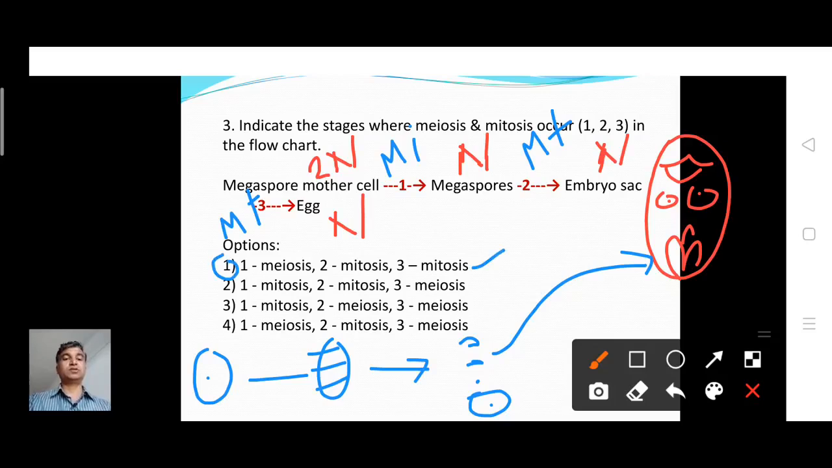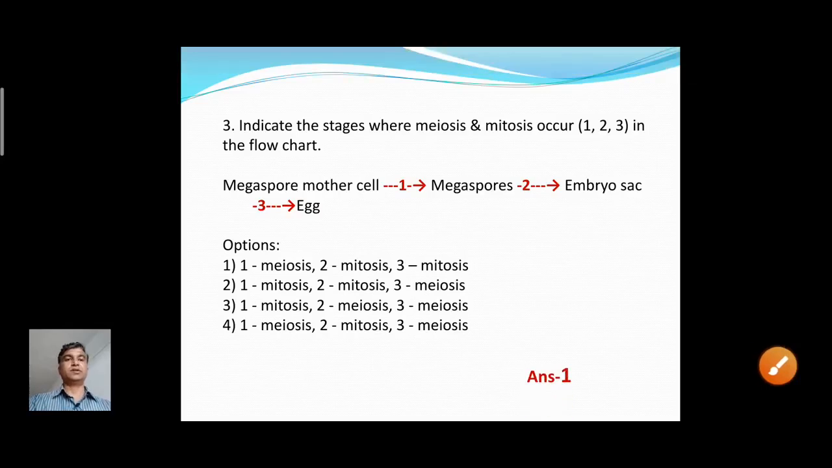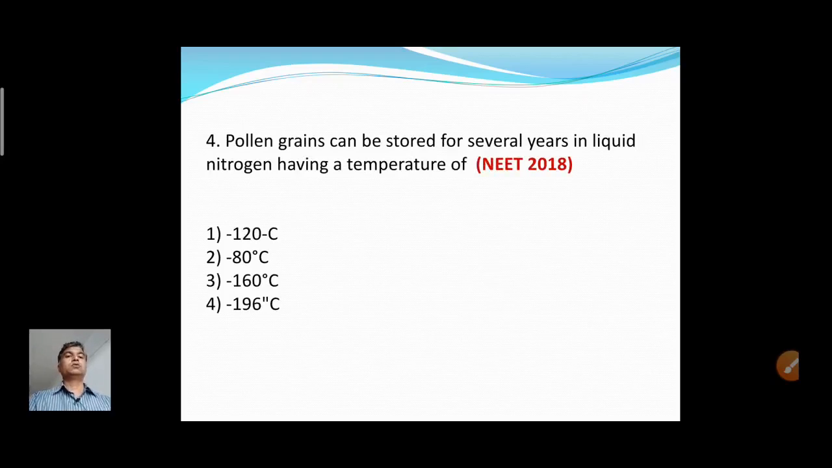Mitosis, mitosis, meiosis, wrong. Third one is mitosis, meiosis, meiosis, wrong. Meiosis, mitosis, meiosis, this is also wrong. So the first one is the correct answer. Yes, the megaspore mother cell undergoes meiosis first, then the megaspore undergoes mitosis to produce the embryo sac, a 7-celled 8-nucleate structure. In that, the egg is again haploid after mitosis only. So next question is the fourth one. The pollen grain can be stored for several years in liquid nitrogen having the temperature of.